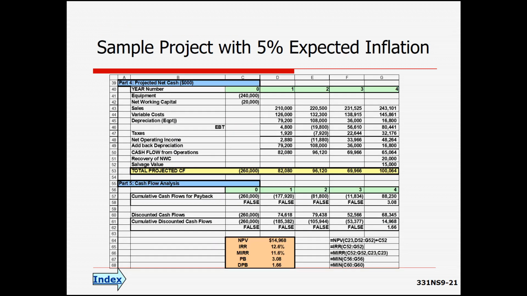So here's our inflation-adjusted pro forma in Excel. Note that correctly incorporating inflation changed the project from a no-go to a go. Positive NPV of almost $15 million.